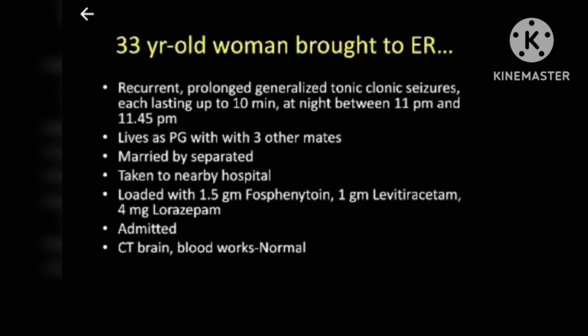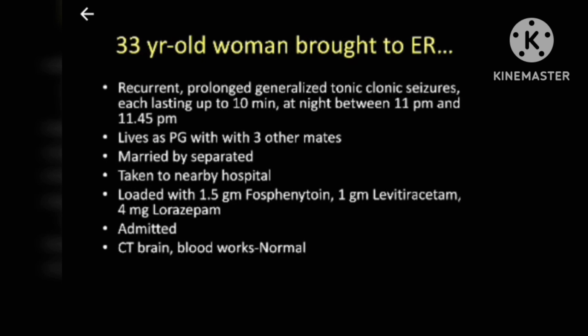A 33-year-old woman is brought to the ER with a history of prolonged generalized tonic-clonic seizures, each lasting 10 minutes, at night between 11 p.m. and 11:45 p.m. So that means it's a status epilepticus by definition. She lives alone with 3 other mates and is married but separated. So there's a lot of history like that.